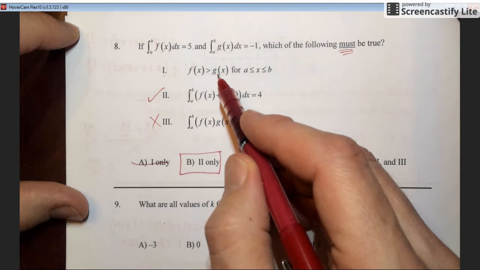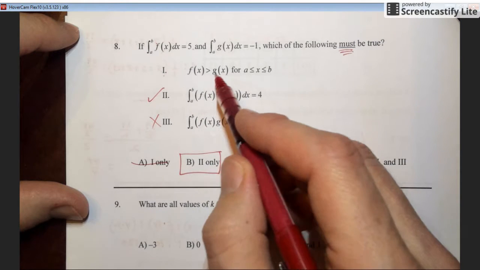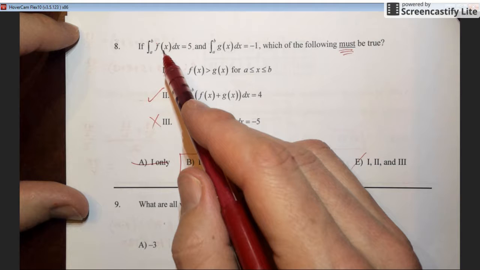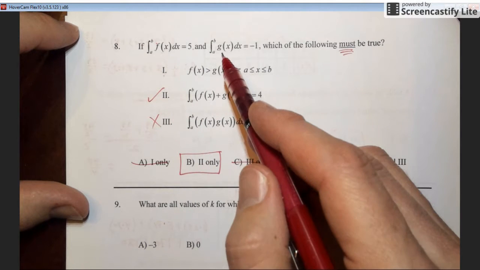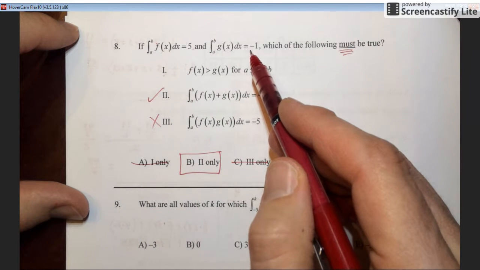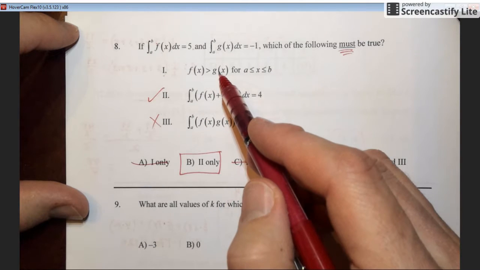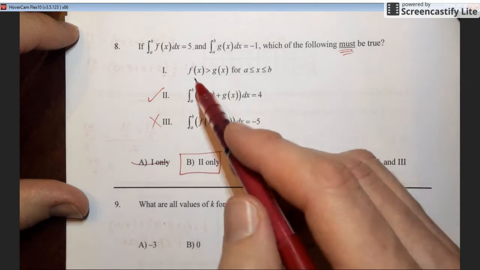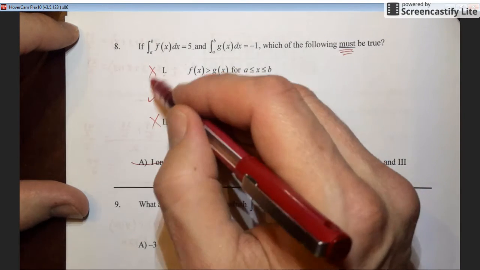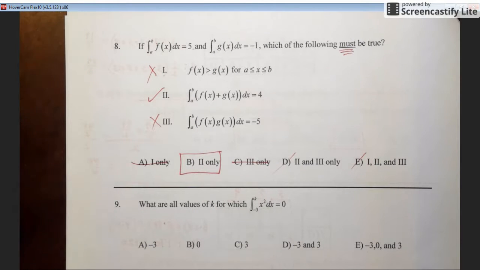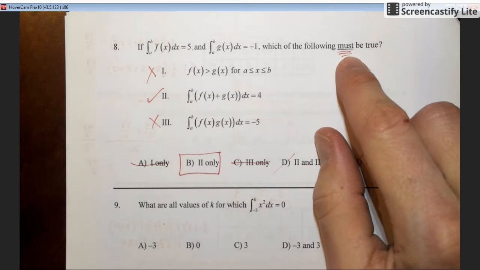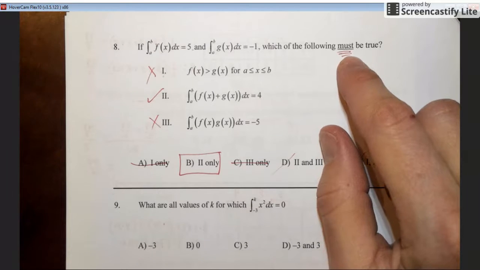Just going back here real quick, this is similar to the problem from the homework. F is bigger than G. Is that the case since the area under F is 5 and the area between G and the curve is -1? Does that mean that F is always greater than G? And as we noticed on the homework, that is not necessarily the case. So that one also might be true. It probably is true, but it doesn't have to be true.